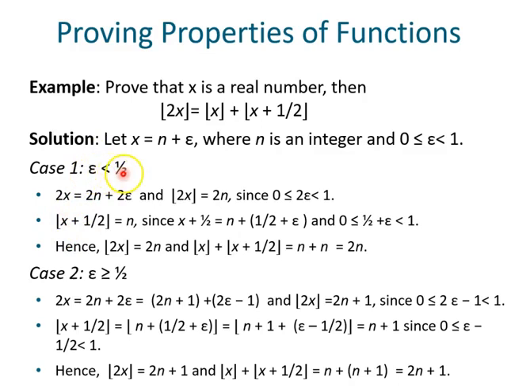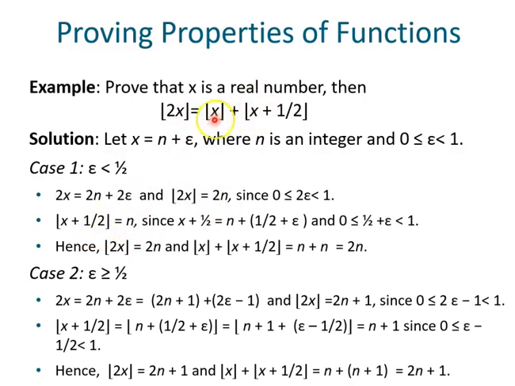Since epsilon is less than 1/2, when we multiply this equality by 2, we'll get this, and here the floor of 2x is 2n, because 2 epsilon is strictly less than 1 and greater than or equal to 0. Because epsilon is less than 1/2, 2 epsilon is less than 1. So the left-hand side of our equality is just 2n.